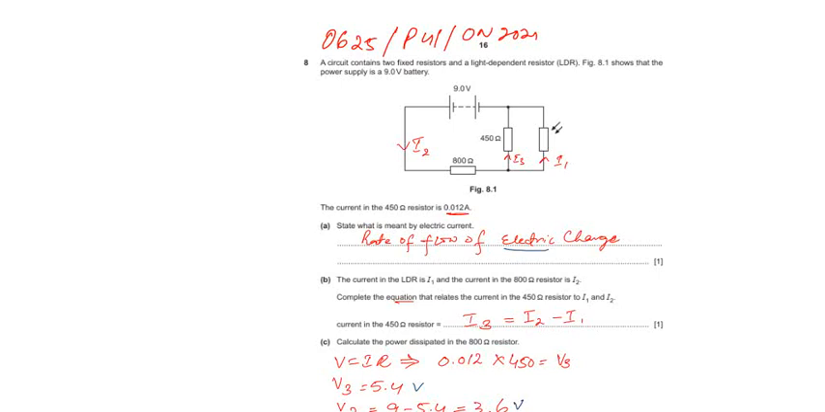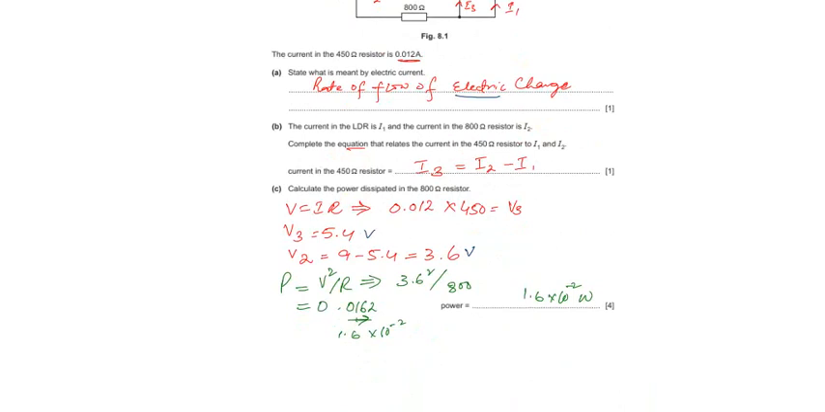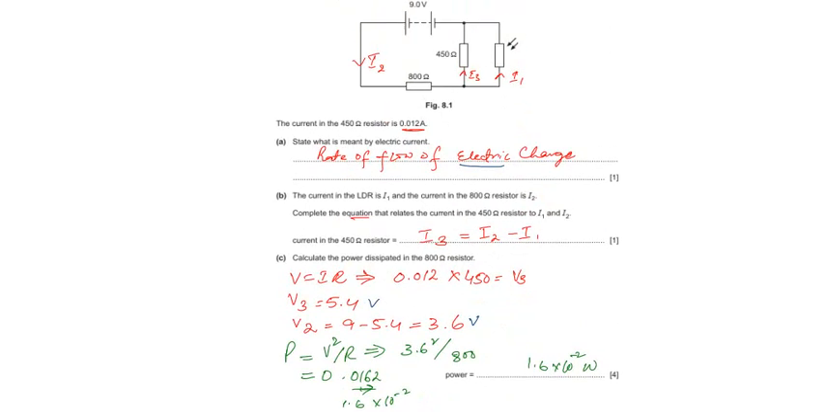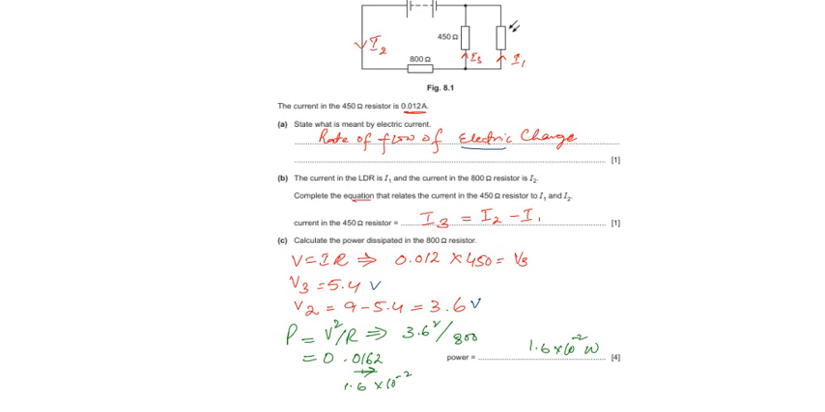The part B. The current in the LDR is I1 and the current in the 800 ohm resistor is I2. Complete the equation that relates the current in the 450 ohm resistor to the I1 and I2. So that means we already finalized that I2 is passing through the 800 ohm resistance, then it is distributing to I3 and I1. That means I2 is equals I3 and I1. So if we want to find out the current passing through the 450 ohm resistor, I3 is equals to I2 minus I1. I3 is equals to I2 minus I1.